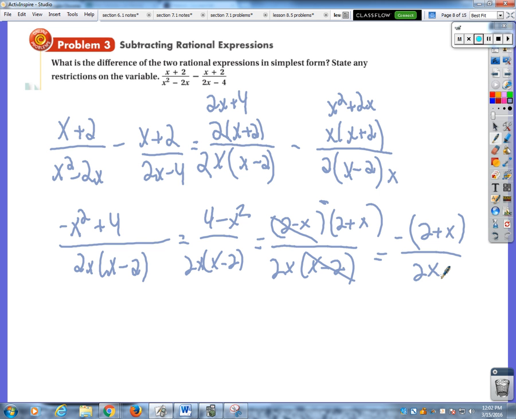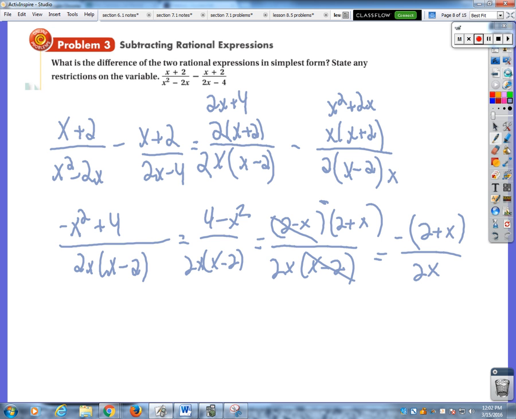Okay? So you can cancel an x minus 2 and a 2 minus x, but you have to throw a negative in there because they are opposites. All right? Okay, so hopefully that's not too bad, right? Because all we did was subtract instead of add. So you good with that?